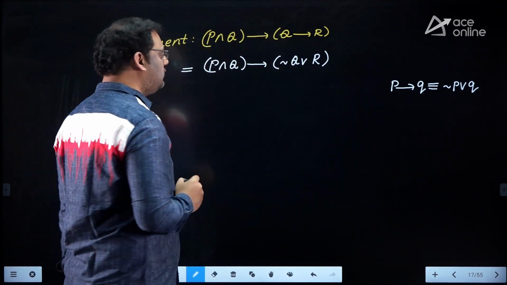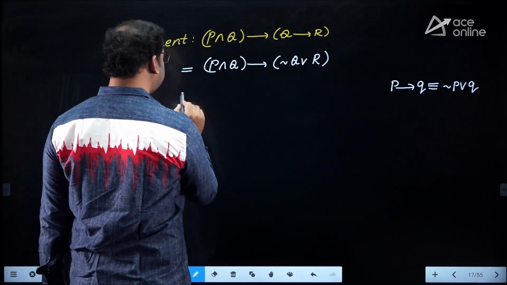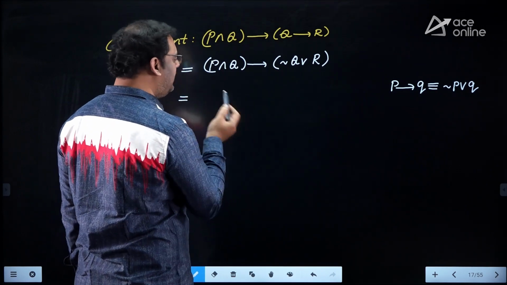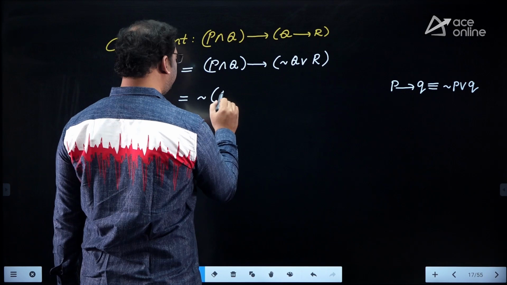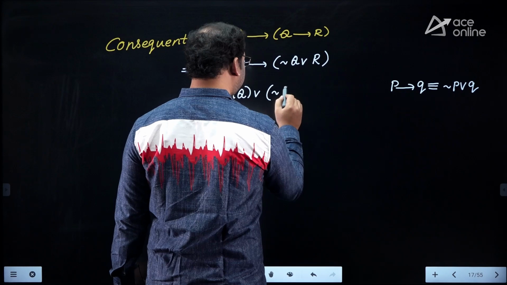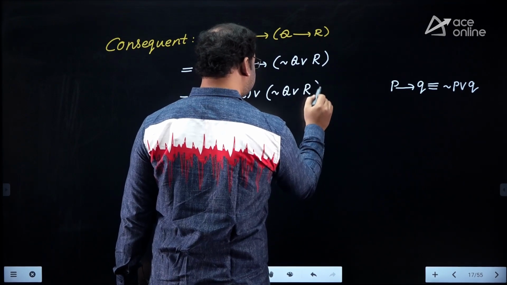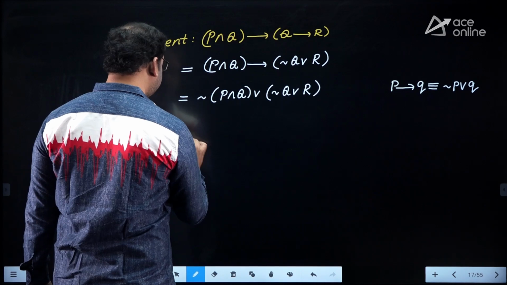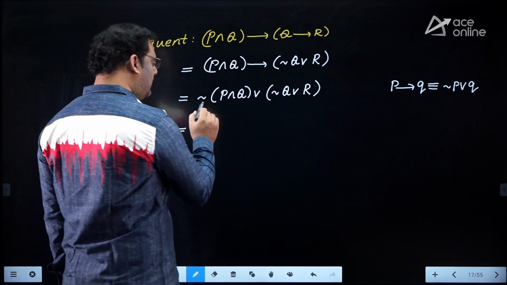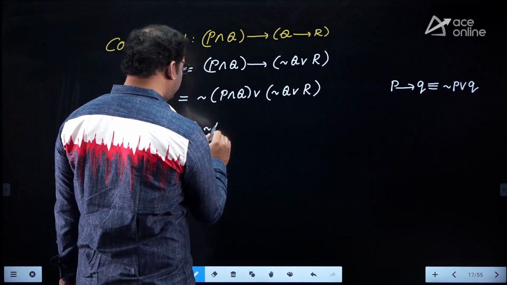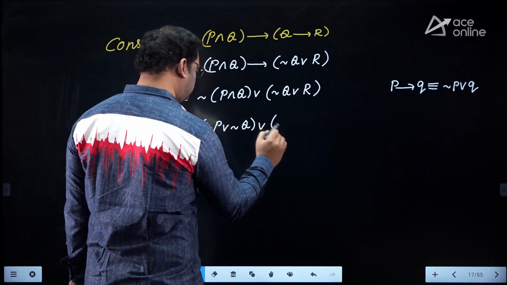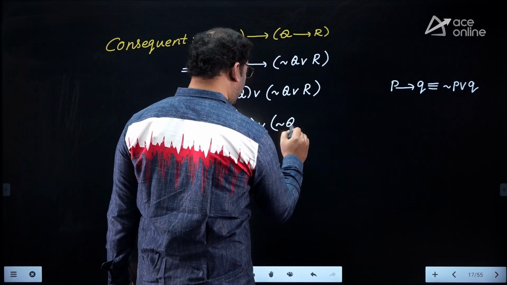Now coming to P and Q, what you can take? Now this is P, this is Q. P implies Q you can take, then not P or Q. Negation of P and Q, or not Q or R, like this. And which is equivalent to, what is negation of P and Q? Let us apply De Morgan's law. Negation of P and Q can be written as not P or not Q, or not Q or R, like this.